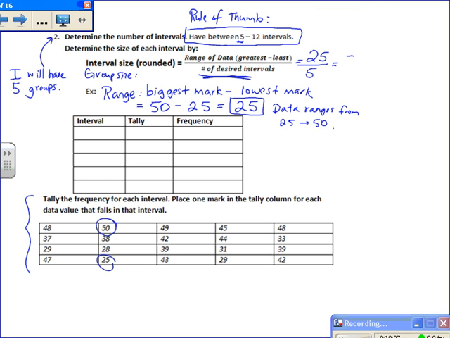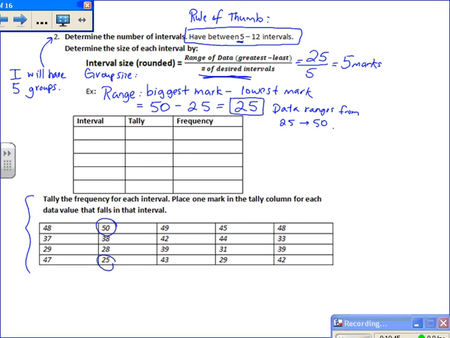And 25 divided by 5 is 5. So the interval size of my groups is going to be equal to 5 marks. Okay, so I'm going to start with the lowest one, and I'm going to go up by 5 marks for every group. So let's go ahead and do that.